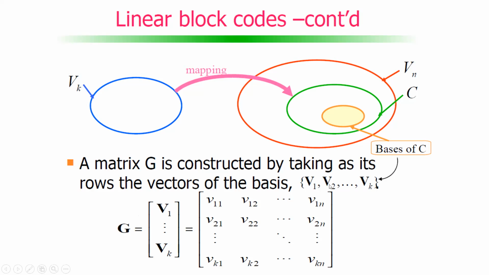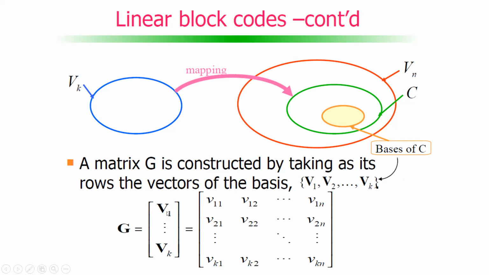So these code words v1, v2 up to vk. v1 will have how many elements? It is a vector, a row vector. It will have n elements. Similarly, v2 will have n elements, and vk will also have n elements. Now, how should I construct the generating matrix?